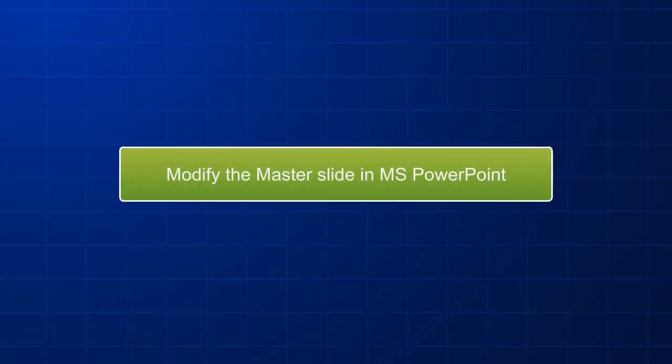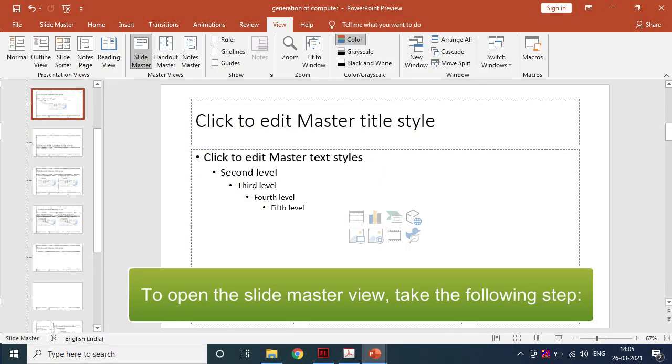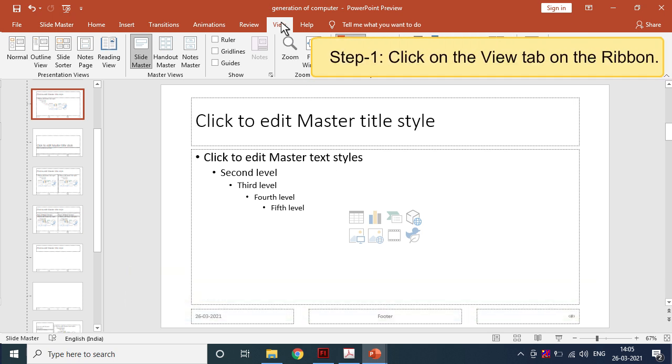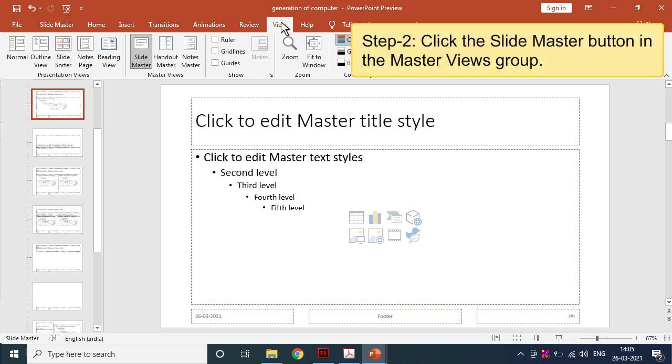Modify the master slide in MS PowerPoint. To open the Slide Master view, take the following steps. Step 1. Click on the View tab on the ribbon. Step 2.